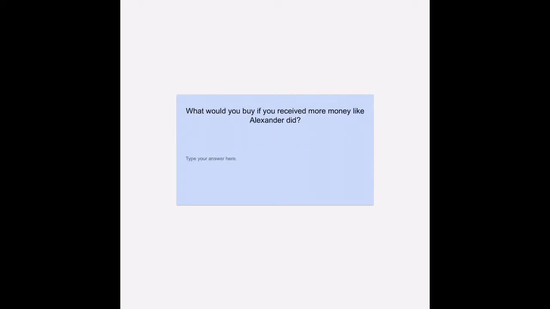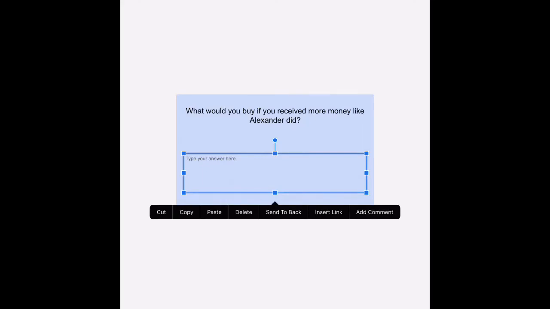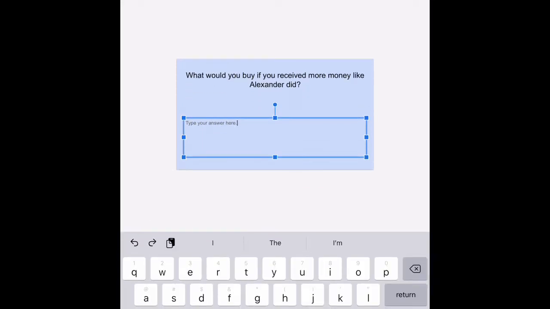And then here, if I have to type my answer, I'm going to double tap on the text box, and I can erase and then use the pad to answer.